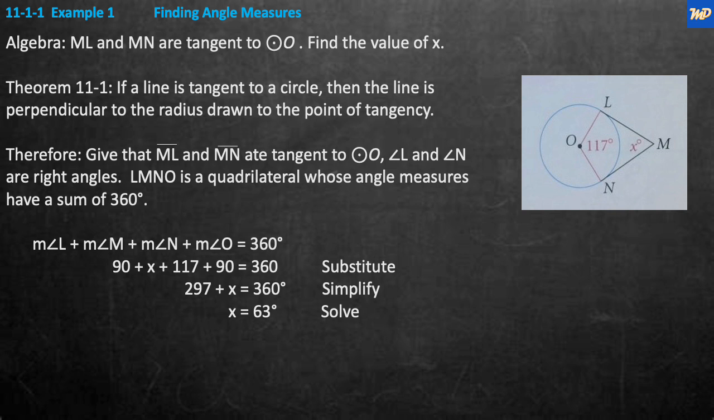And so by substitution, 90 plus X plus 117 plus 90 again is 360. Do a little simplifying, we get 297 plus X is equal to 360. And what's left is X equals 63 degrees. That's our answer, 63 degrees.